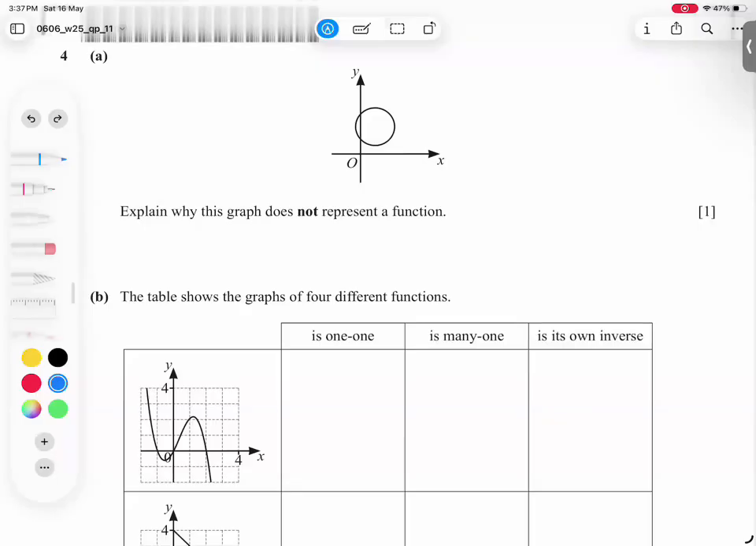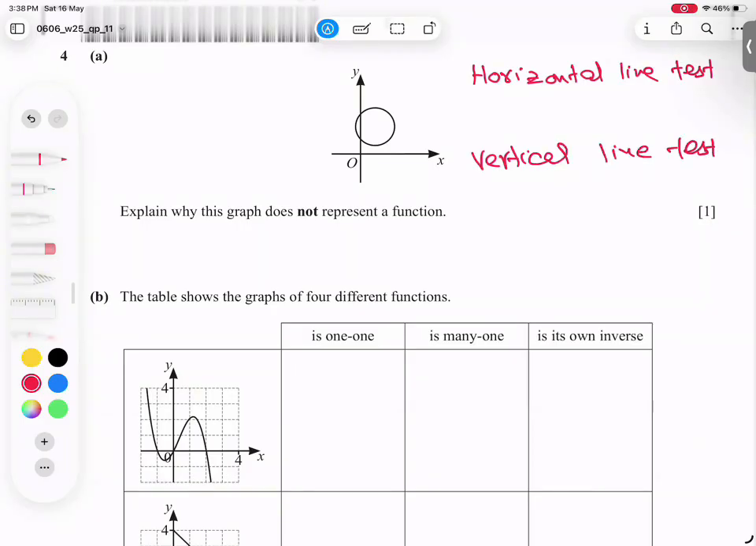Question number 4, students, explain why this graph does not represent a function. Best way to understand the function, there are 2 kinds of tests we have. One is called horizontal line test, and one is called vertical line test.